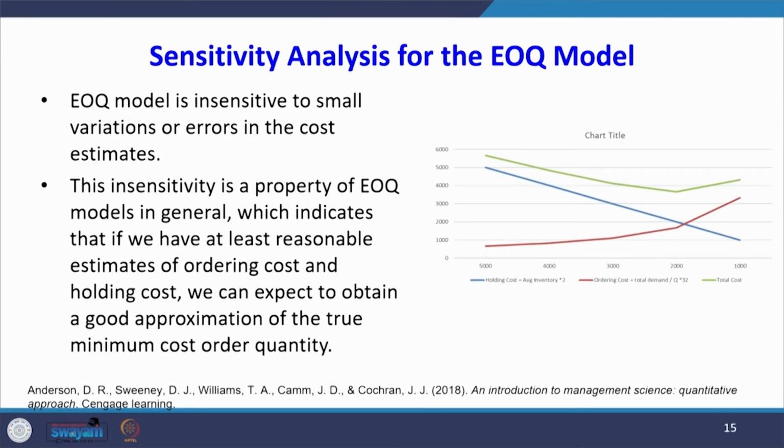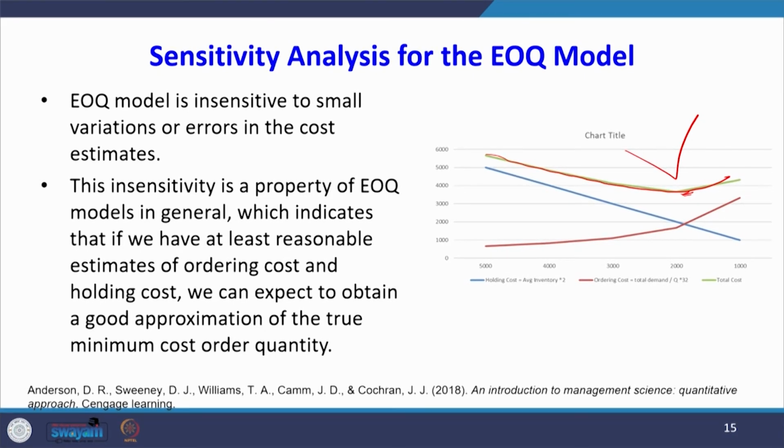The same thing can be understood with the help of this figure. When you look at this figure, the total cost curve is somewhat flat here. It is flat because the increase in the total cost is very small. It is not like a curve where there is a sudden increase in total cost. Now this is flat, so this also indicates that the model is more robust.